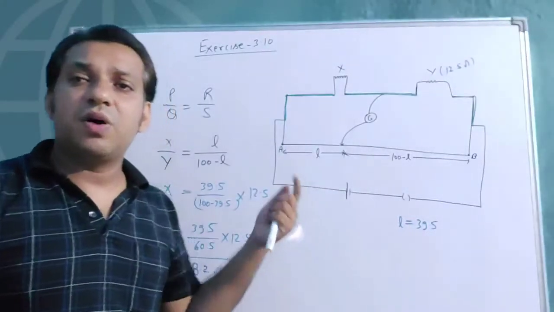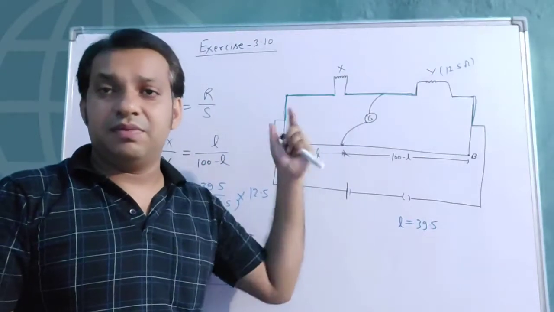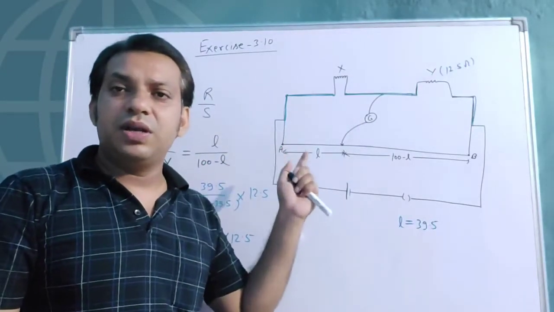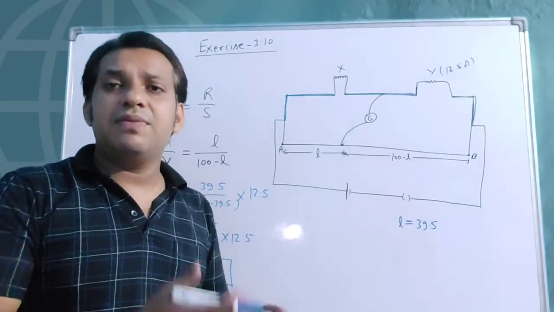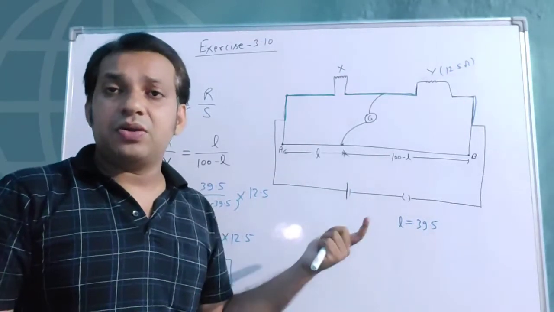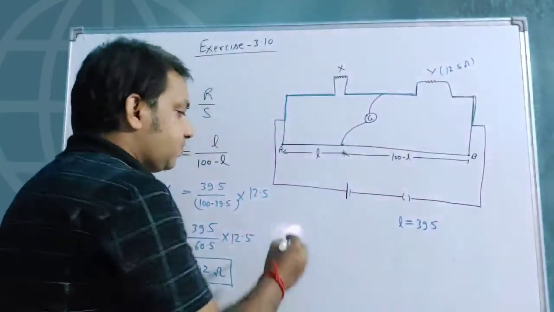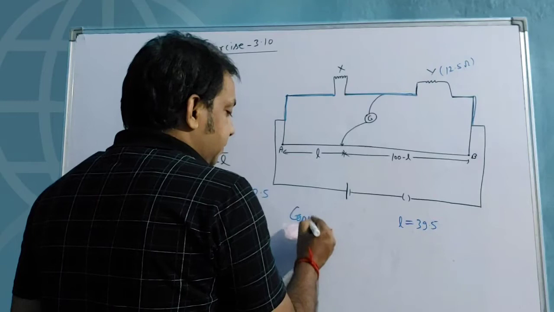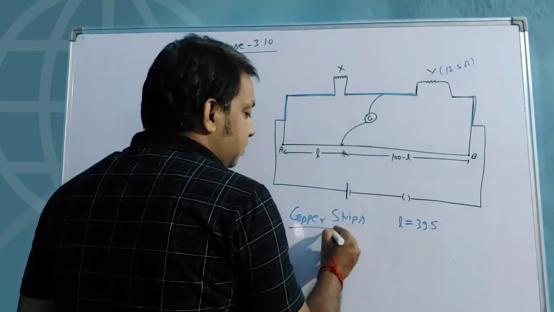So why are we using copper strips? Why are we not preferring wire here? Because we only need a proper connection, and wire is much cheaper. So why are we using this costly arrangement? Why are we using the copper strips? Strips are like a patti, flat like that.